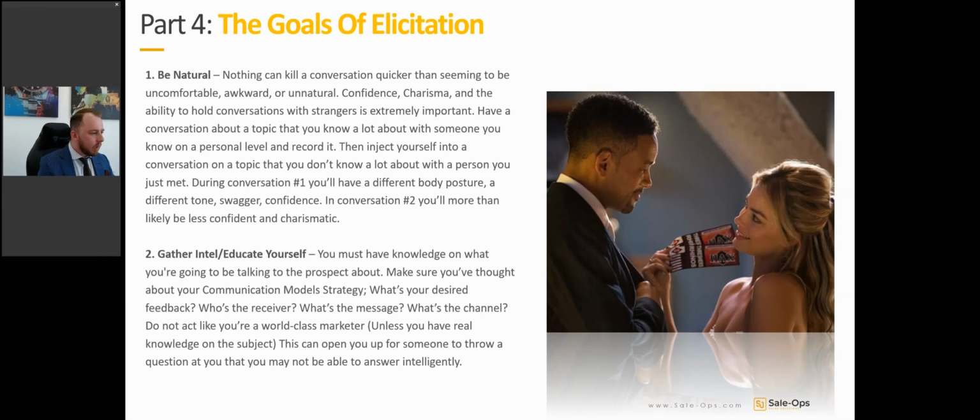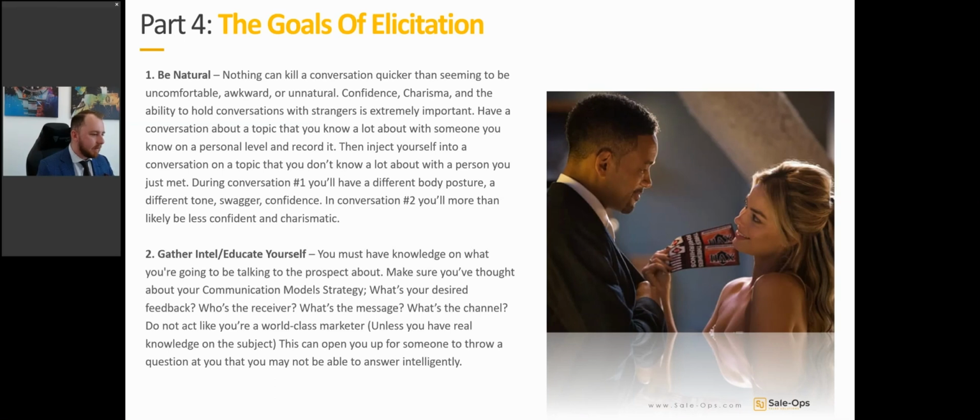Now, think about this for a second. Have a conversation with your significant other or your friend or your brother or your mom. Have a conversation with them on a topic that you know a lot about, with, of course, somebody that you also know a lot about, and record the actual conversation. Set a camera off to the side and just record it. And then I want you guys to inject yourself into a conversation on a topic that you don't know anything about with a person that you've never met.